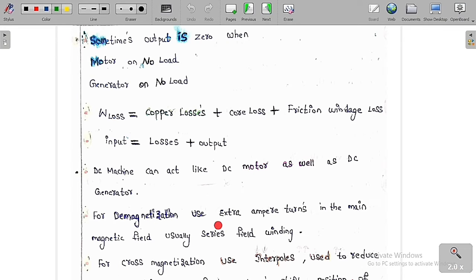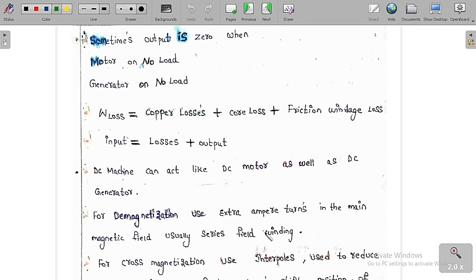For demagnetization, use extra ampere turns in the main winding field, usually the series field winding. If you want to remove the demagnetization, I have already told you, you have to use the compensating winding. Compensating winding is series winding. So you have to use some extra turns in the field winding, therefore we can compensate that demagnetization. If you want to eliminate the demagnetization because of armature reaction, you have to use some extra windings on this field winding, then we can compensate it.